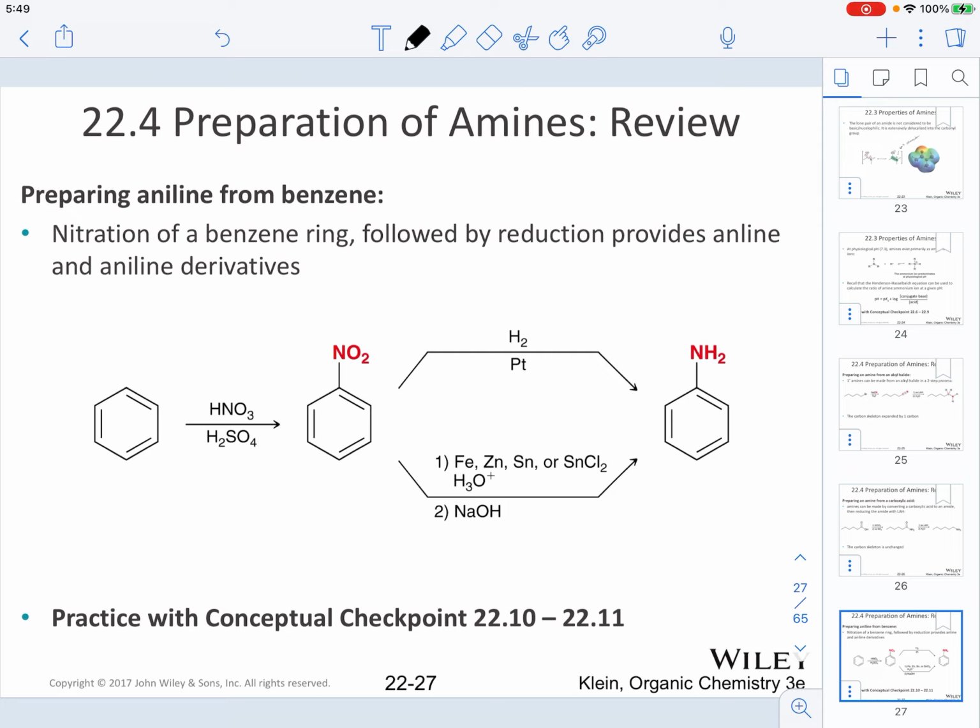In the first one, you have hydrogenation conditions, which is that you use molecular hydrogen and platinum. The other way in which you can do it is by using one of these transition metals, iron, zinc, or tin(II) chloride in the presence of acid, followed by a base, and that can produce the aniline.